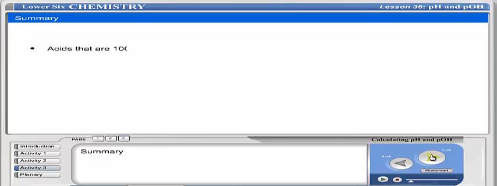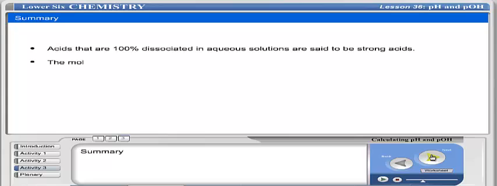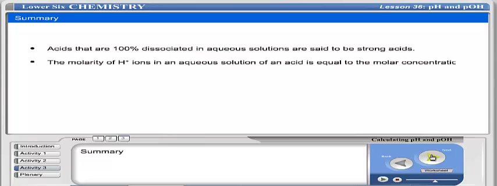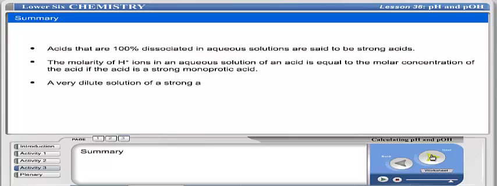Summary: acids that are 100% dissociated in aqueous solutions are said to be strong acids. The molarity of H plus ions in an aqueous solution of an acid is equal to the molar concentration of the acid if the acid is a strong monoprotic acid. A very dilute solution of a strong acid has a pH higher than 1.